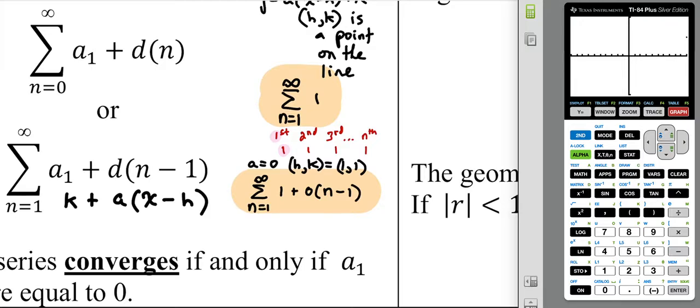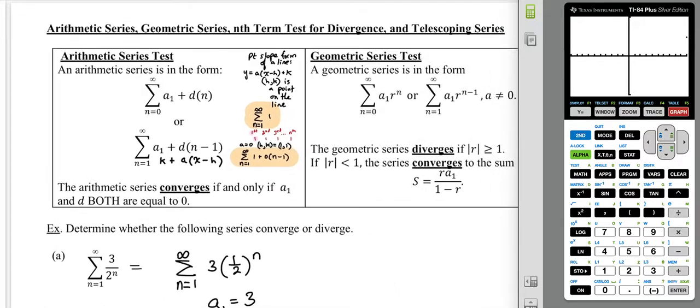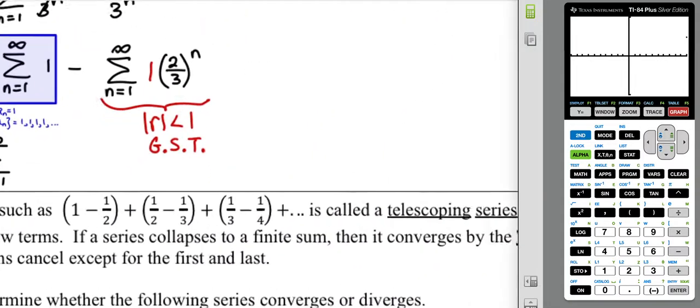All right, we could verify it. Plug in a 1, what do you get? A 1. Plug in a 2, what do you get? A 1. Plug in a 3, what do you get? A 1. And so on. So this shows that what we're dealing with is an arithmetic series. Now it's a question of, okay, well, will that converge? The arithmetic series converges if and only if a sub 1 and d are both equal to 0. Well, a sub 1 is equal to 1, so it's all over.